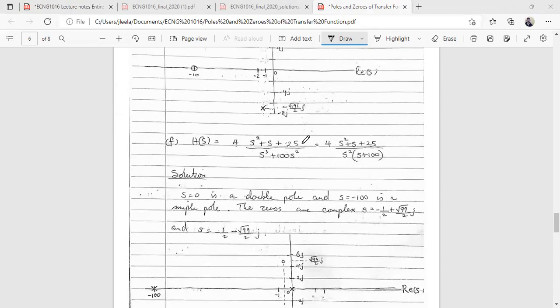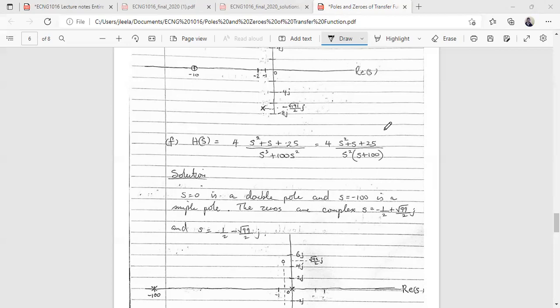All right, look at this one here. I didn't realize we have up to f. So you have s squared plus s plus 25 over s cubed plus 100 s squared. So for the denominator, you can factor out the s squared here, so you have s squared into (s plus 100). So s equals 0 is a double pole, and s equals minus 100 is a simple pole.